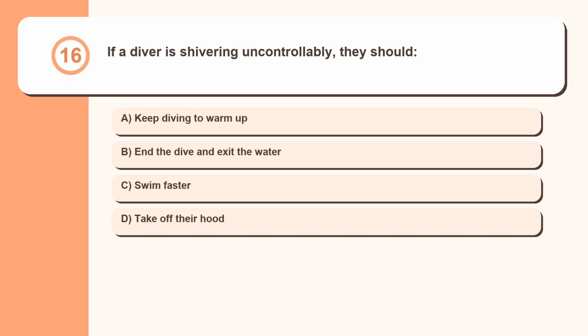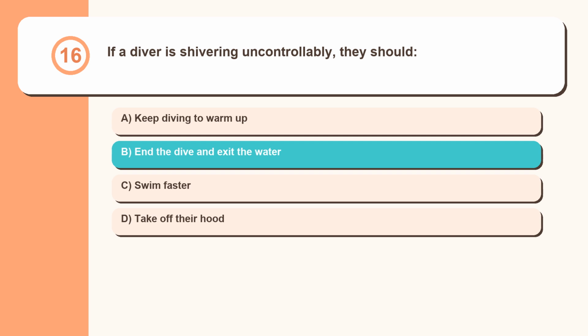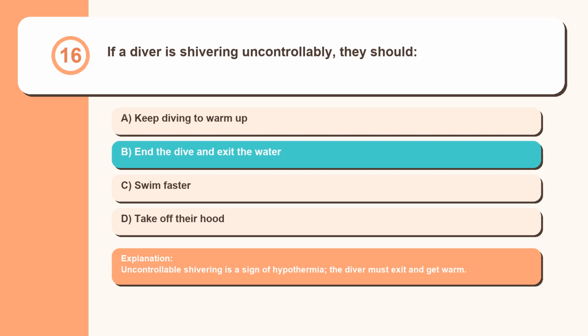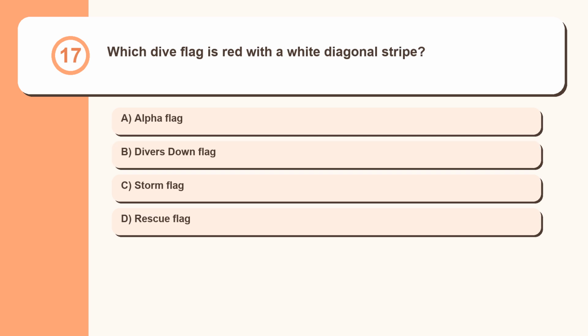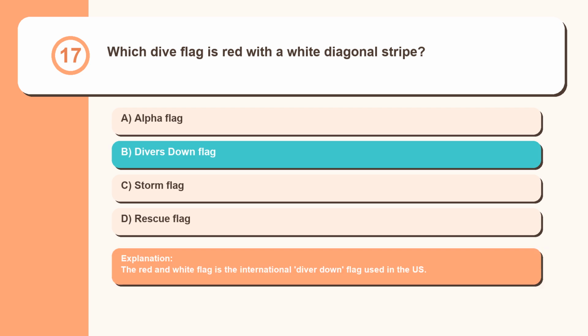Question 16. If a diver is shivering uncontrollably, they should keep diving to warm up, end the dive and exit the water, swim faster, take off their hood. Uncontrollable shivering is a sign of hypothermia. The diver must exit and get warm. Question 17. Which dive flag is red with a white diagonal stripe? Alpha flag, diver's down flag, storm flag, rescue flag. The red and white flag is the international diver down flag used in the US.